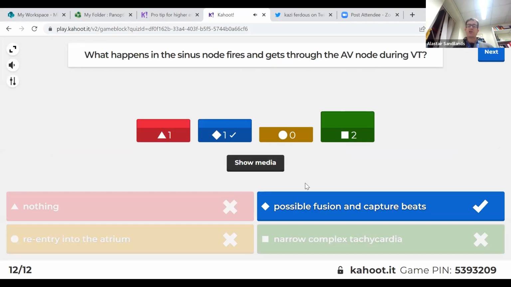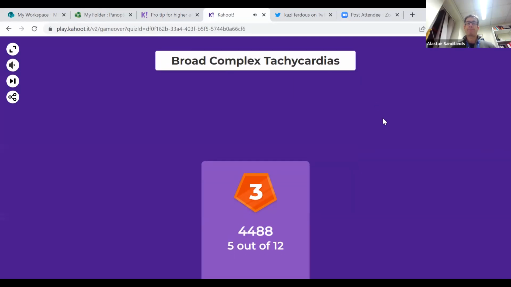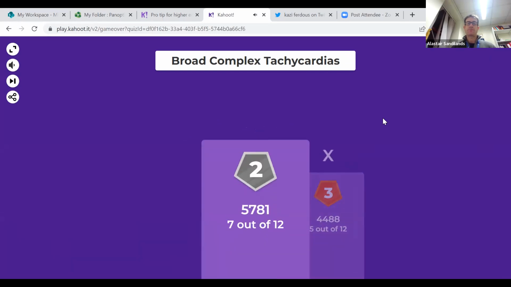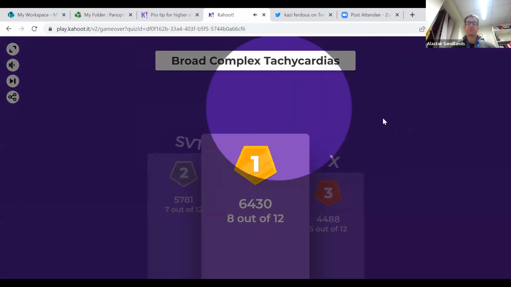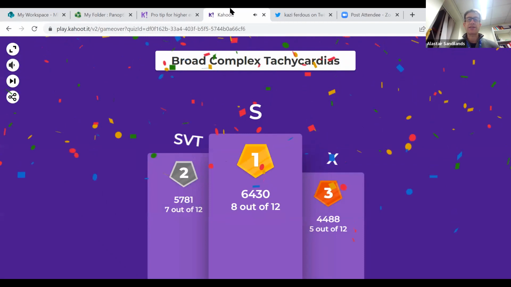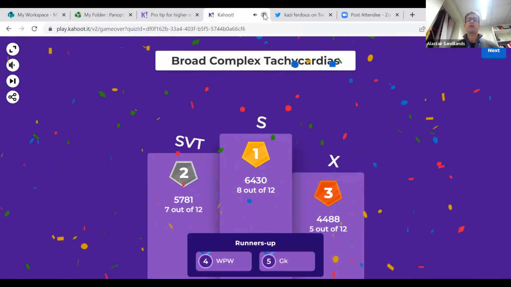Yeah, so it's called fusion and capture beats. Don't worry, we're trying to test concepts. It doesn't matter if you get it wrong, you're learning and we're trying to teach. So I think that was the last one, we'll just see. Well done, S. I'm just going to stop that.